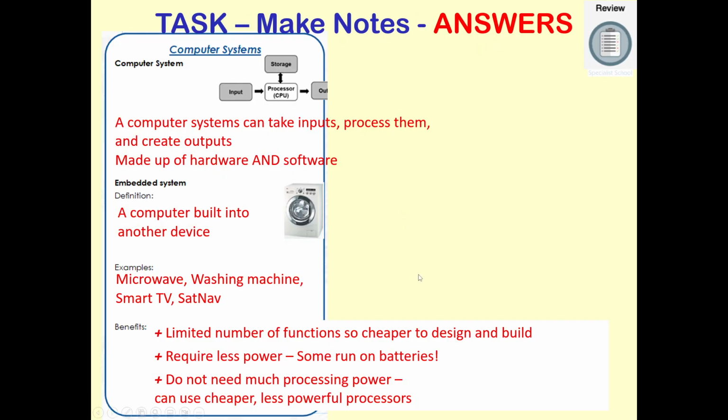Okay, ideally, with your purple pen, add to your answer. Make sure you've got these correct definitions. A computer system can take inputs, process, and create outputs, using hardware and software. A computer built into another device is an embedded system. Examples: microwave, washing machine, sat nav, smart TV. And the benefits: limited number of functions, require less power, can be built using cheaper, less powerful processors. Correct, pause, and make sure you've got that before you move on.